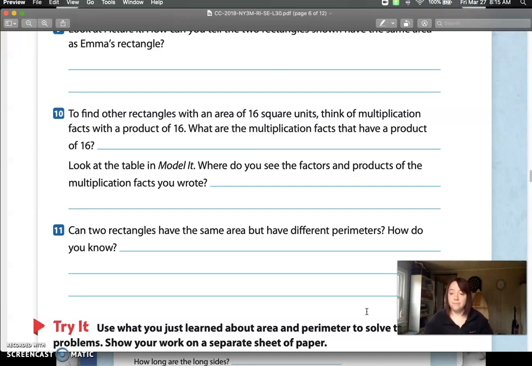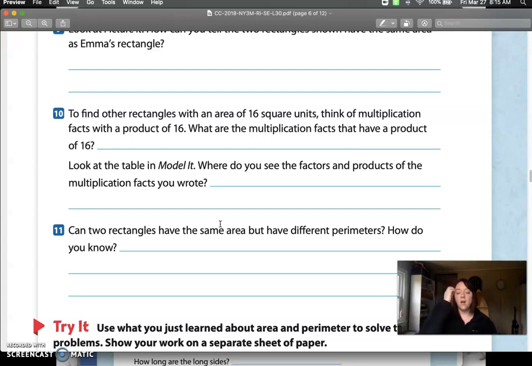It's pretty cool. So we know that any of them, so 16 times 1 we said is 16, 8 times 2 we said is 16, 4 times 4 is 16, 2 times 8 is 16, 1 times 16 is 16. We said all of those. Perfect. Okay, so can two rectangles have the same area but different perimeters?